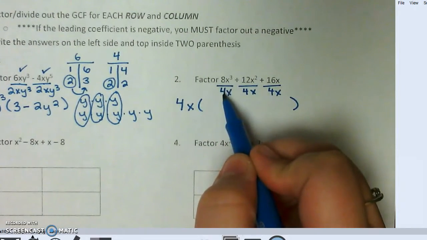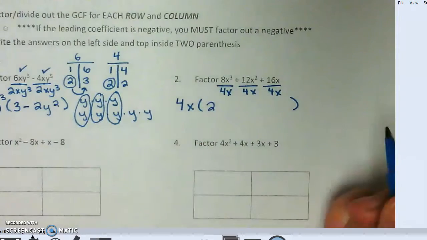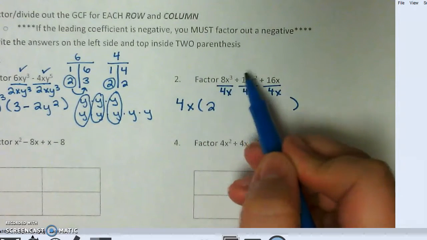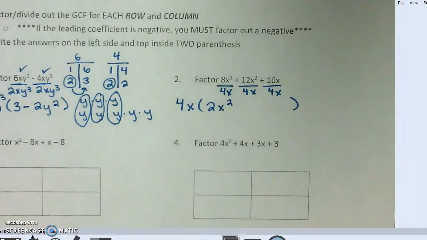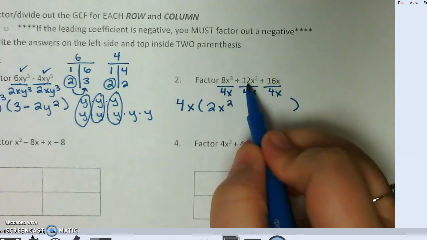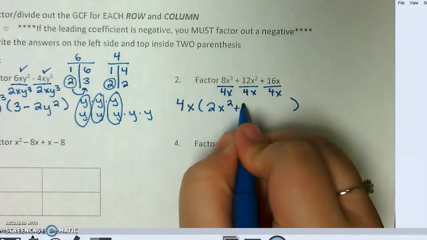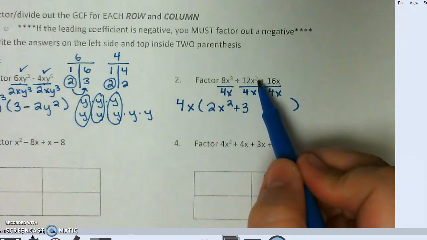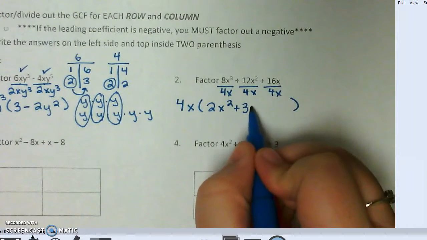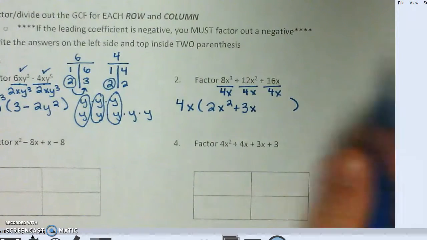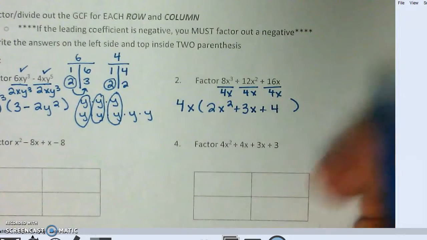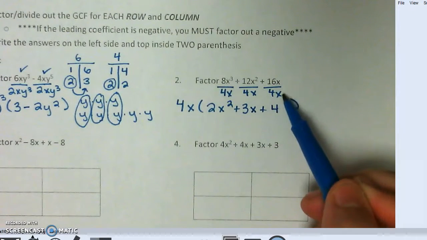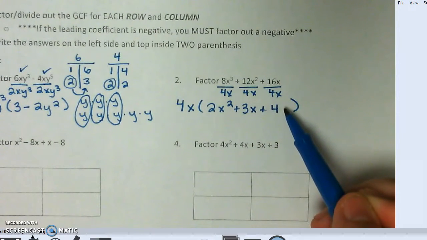8 divided by 4 is 2. This one has 3 x's. I'm taking out only 1, so I'm left with x squared. 12 divided by 4 is 3. I have 2 x's. I'm taking out 1, so I'm left with 1. 16 divided by 4 is 4. I had only 1 x. I'm taking out that x, so there are no other x's.